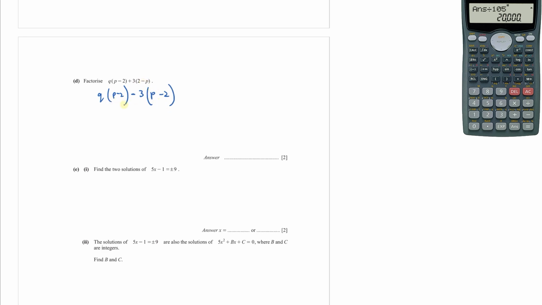Now p minus 2 is common. I can take p minus 2 common here and then multiplied by q minus 3. So this will be p minus 2 into q minus 3. Oh, so there should be a bracket.